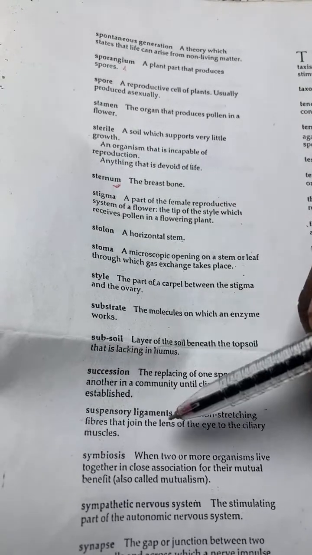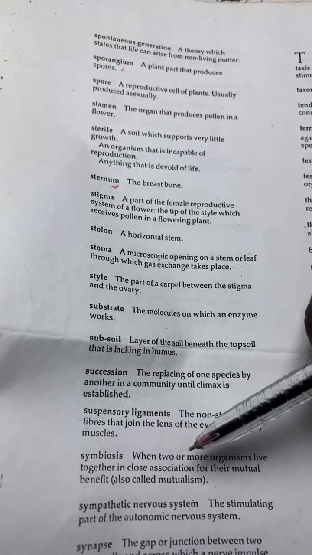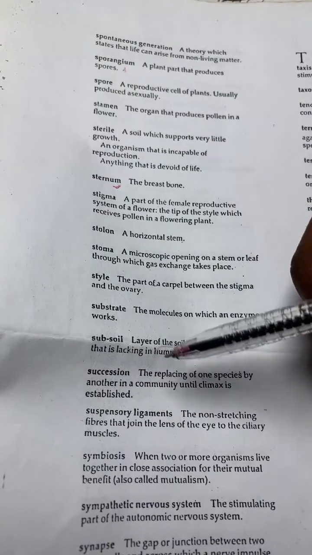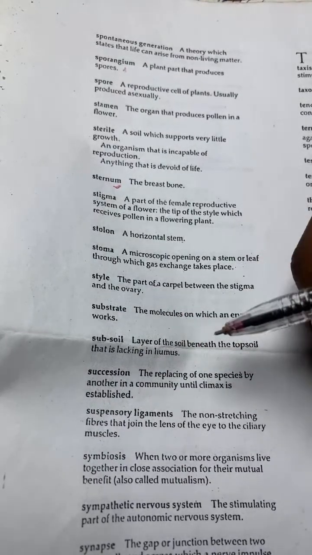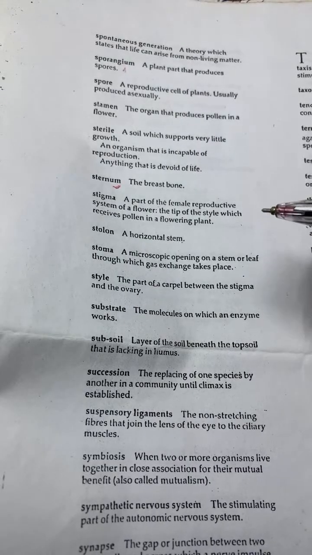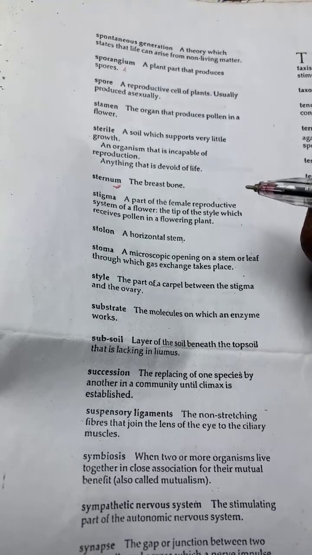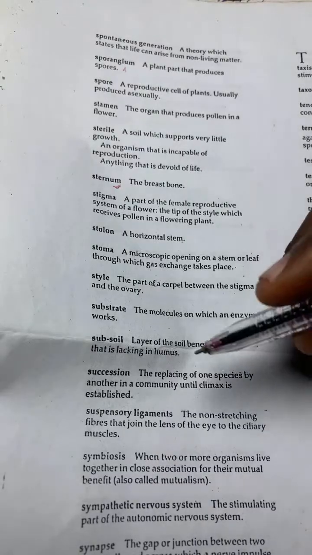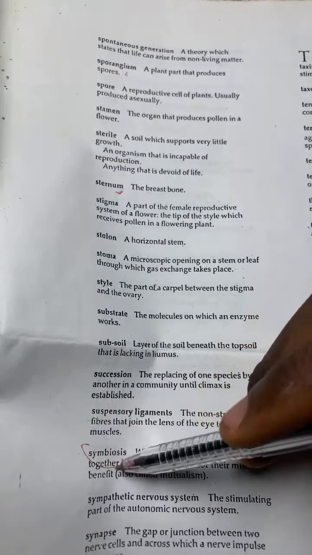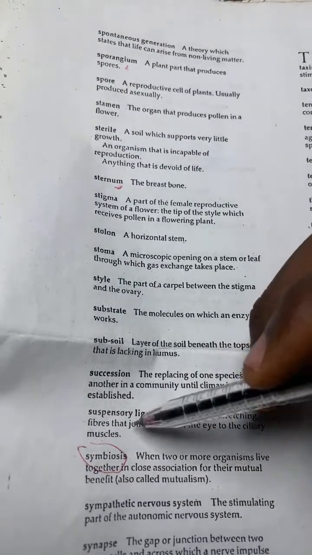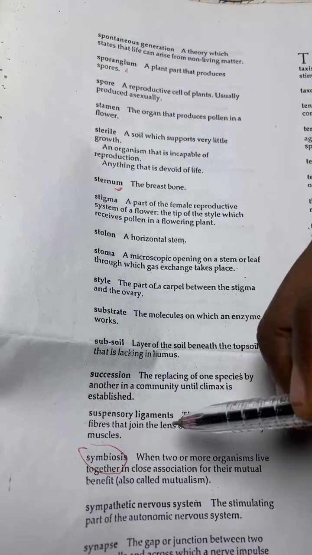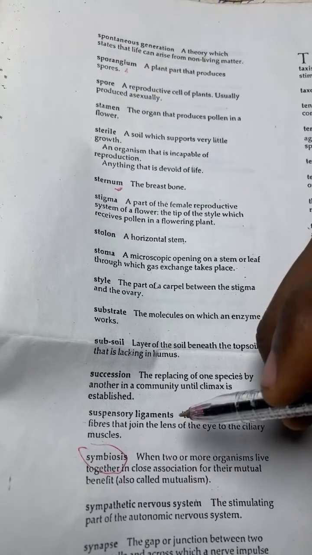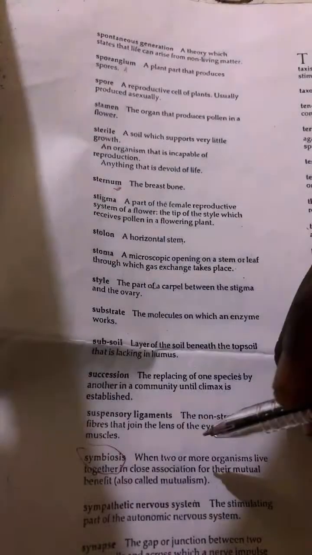Okay. Sorry about that. Now move on, say suspensory ligament. Now the non-stretching fibers that join the lens of the eye to the ciliary muscles are called what? Suspensory ligament. And then we move on to symbiosis. Symbiosis is when two or more organisms live together in close association for the mutual benefit. They are also called what? Mutualism.